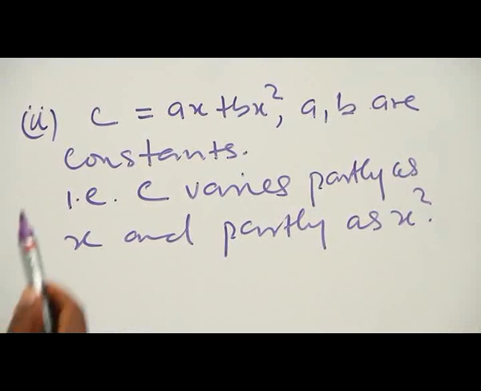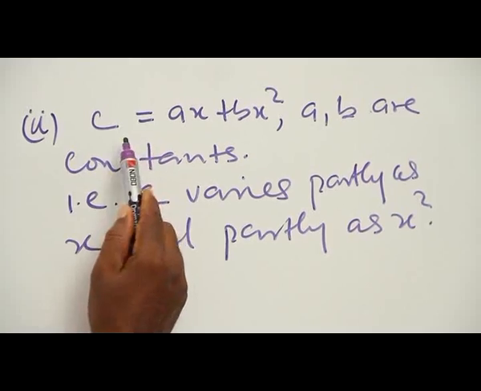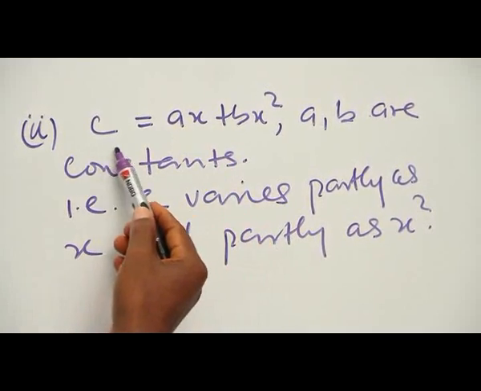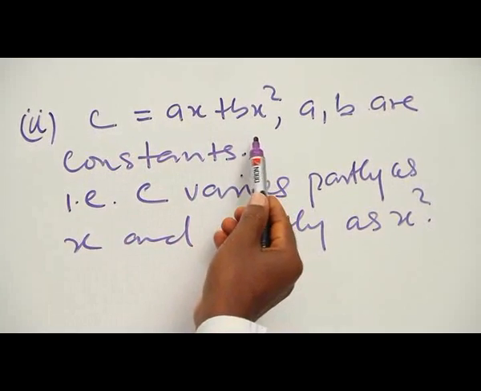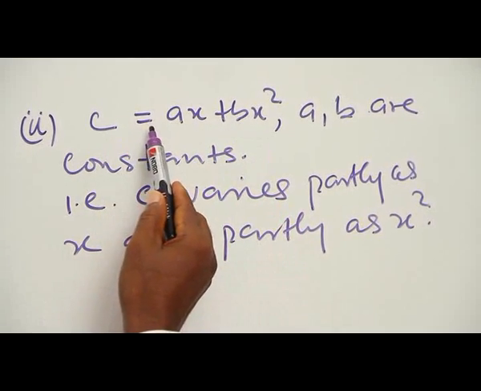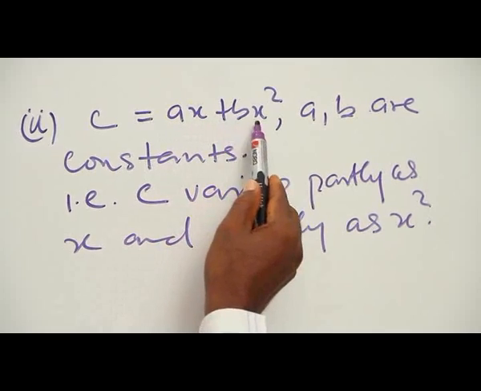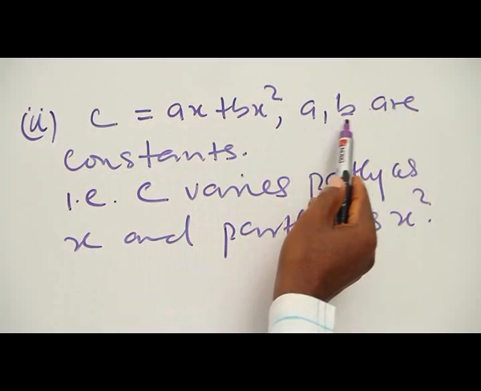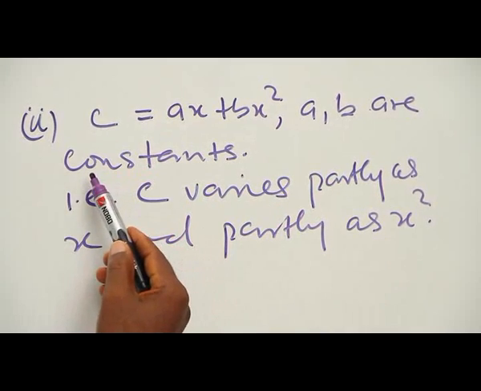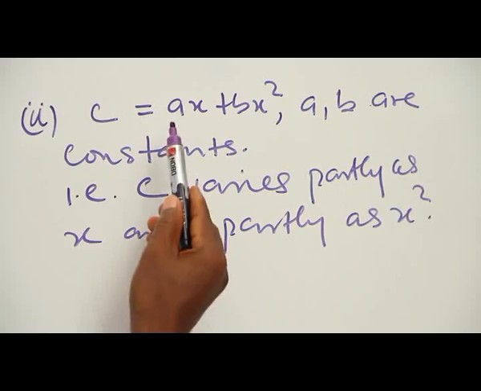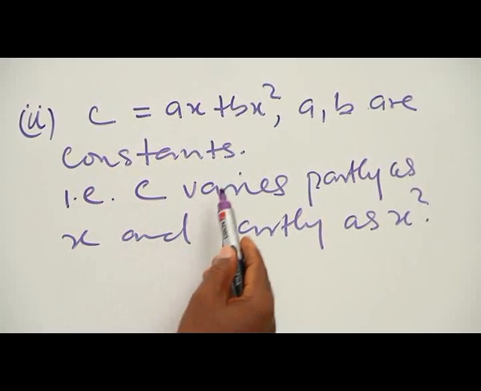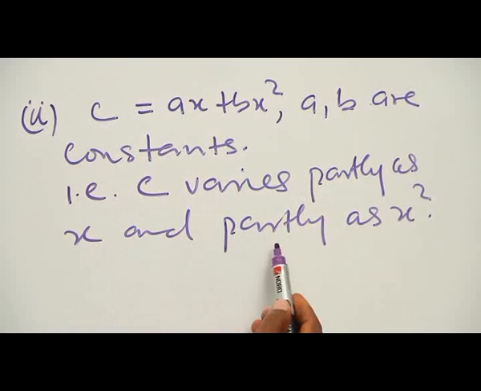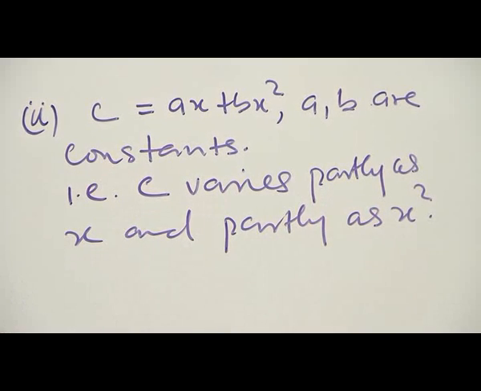Directly related to partial variation is another form of variation under partial variation, but this is a variation of the sum of two parts. C is equal to AS plus BS squared. Both terms carry a constant, A and B respectively. They are constants. Now this is read as C varies partly as S and partly as S squared.